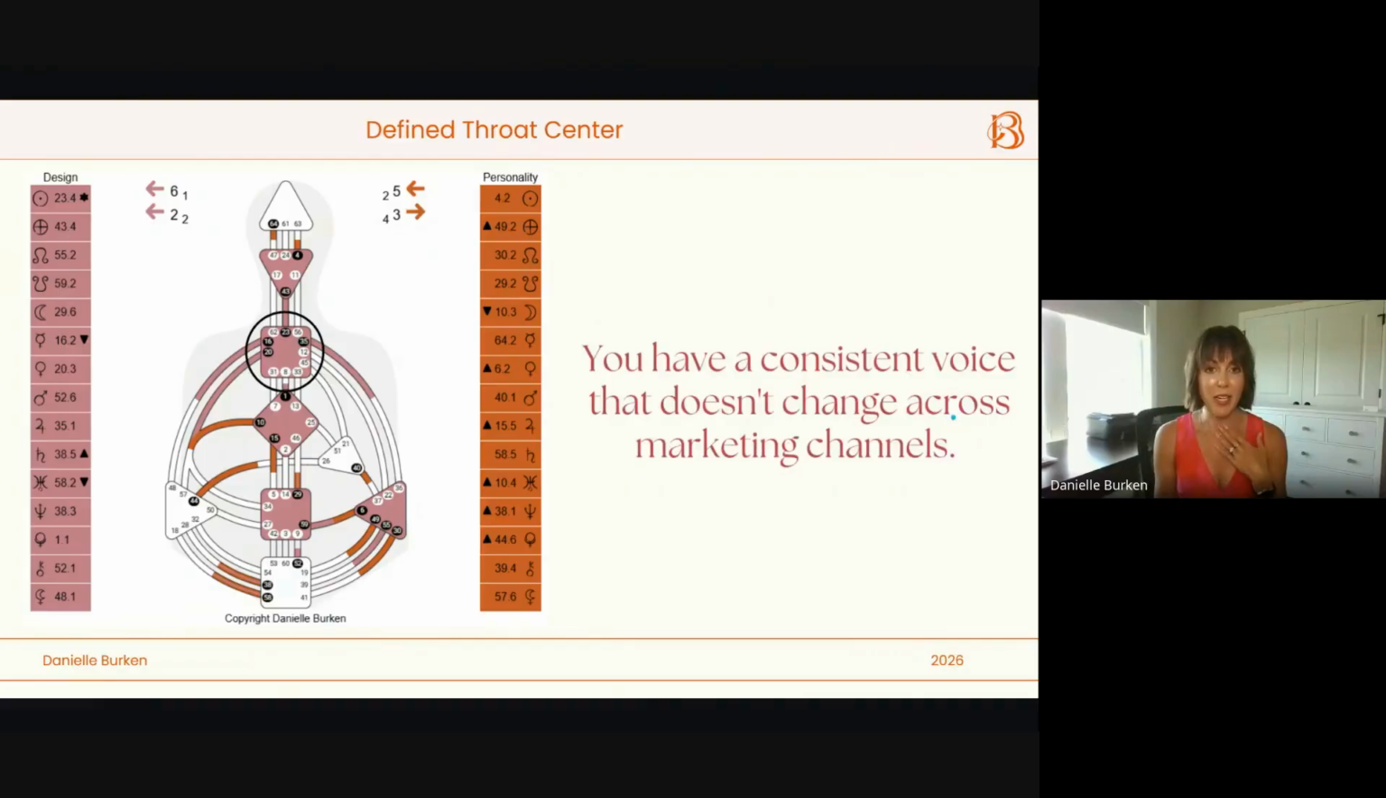So if you have a defined throat, you can see it highlighted here. It's shaded in on the chart. The old advice of use your client's exact words is just not true for you. And quite honestly, this was so freeing for me, because this is my chart. I was like, I'm pretty sure this was my chart. So I clearly have a defined throat.